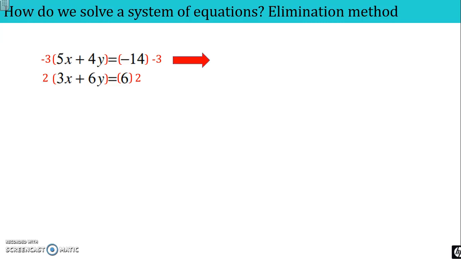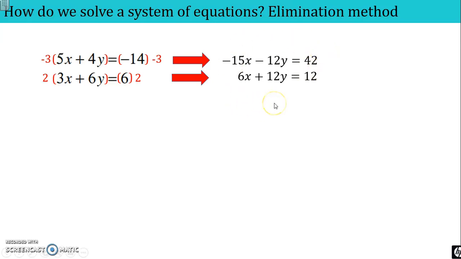So after multiplying correctly, I should end up with this. You'll notice every single term has been multiplied by -3. It's a common mistake to not multiply all 3 terms by -3. The bottom equation is going to get multiplied by 2. That gives me this. Once again, all 3 terms were multiplied by 2. And you can see that we have achieved opposite coefficients in front of the y. That's awesome. That's what we wanted. You'll see in a second why that's so helpful.